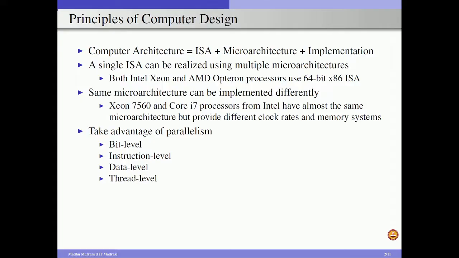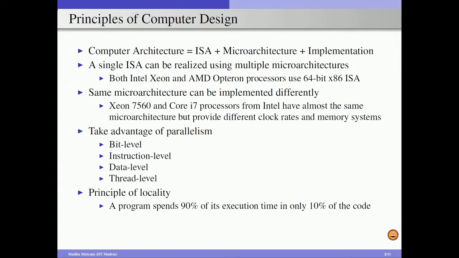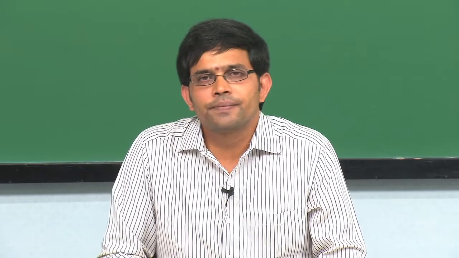The next component is the principle of locality. What is the principle of locality? Typically, there is a thumb rule which says that a program spends 90% of its execution time in only 10% of the code. This says that the data and instructions that we used recently will be required mostly in the near future.